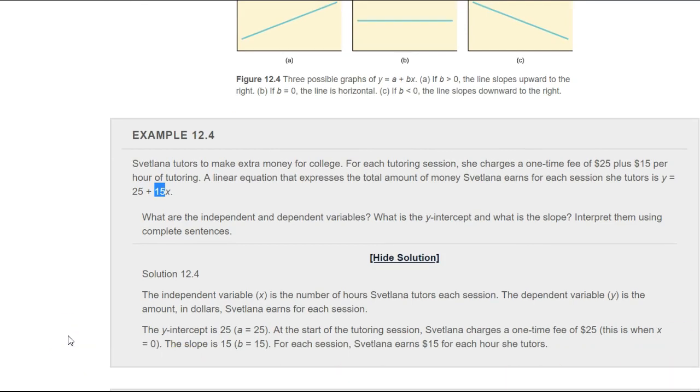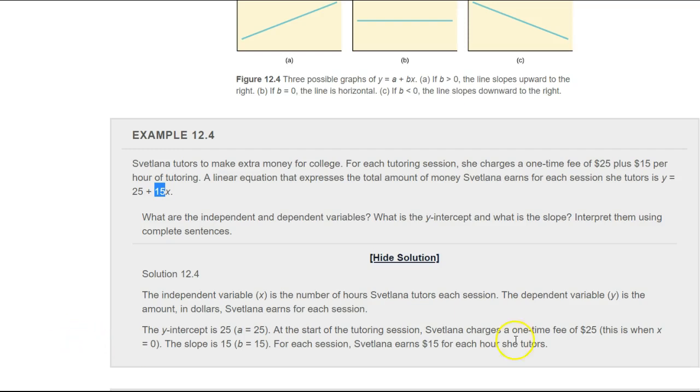The independent variable x is the number of hours Svetlana tutors for each session. Yay, we got that right. The dependent variable y is the amount in dollars that Svetlana earns for each session. Okay. The y-intercept is 25. And the slope is 15. For each session, Svetlana earns $15 for each hour she tutors.